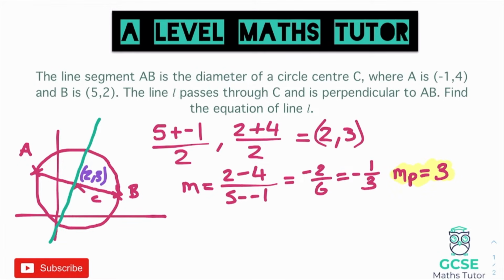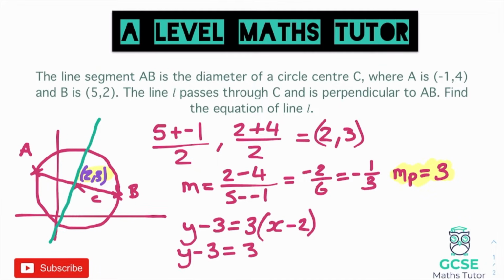And it is going to have to pass through that coordinate through the centre, which we can see here, 2 and 3. So we would have y minus the y coordinate of 3 is equal to m, which is 3 lots of x minus the x coordinate, which is 2. So if we expand that out, we get y minus 3 is equal to 3x minus 6.